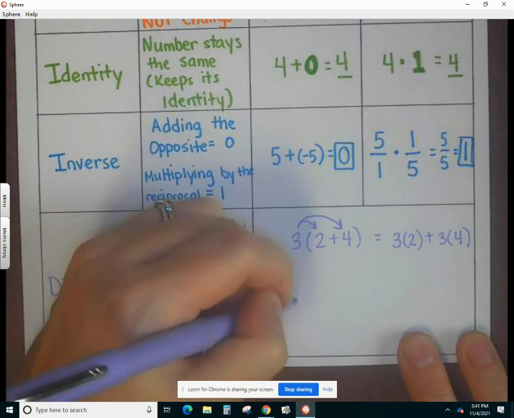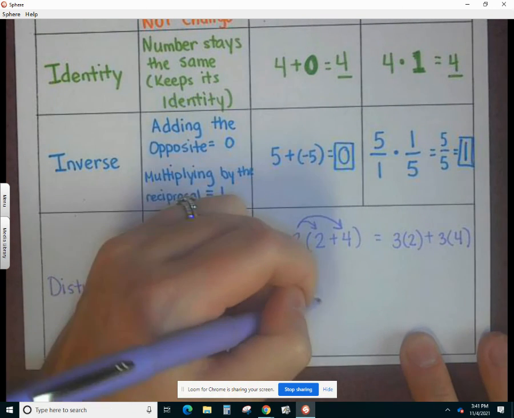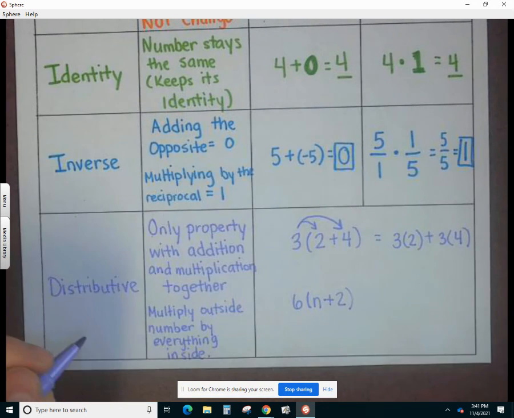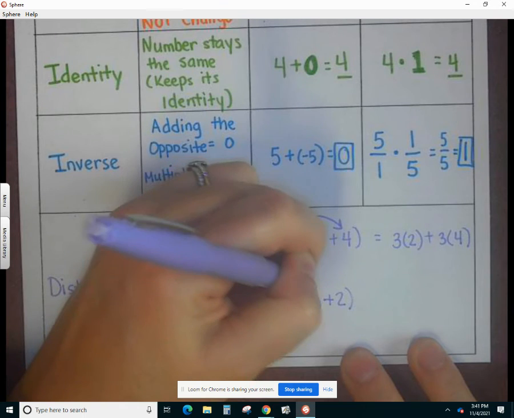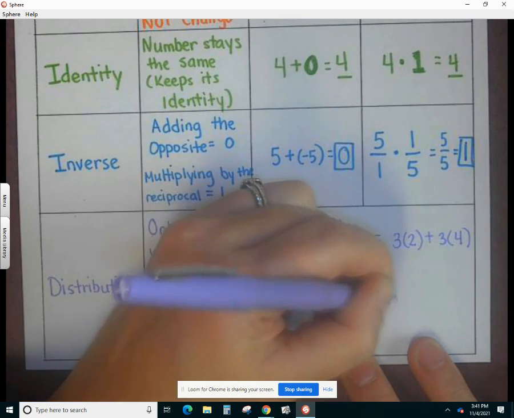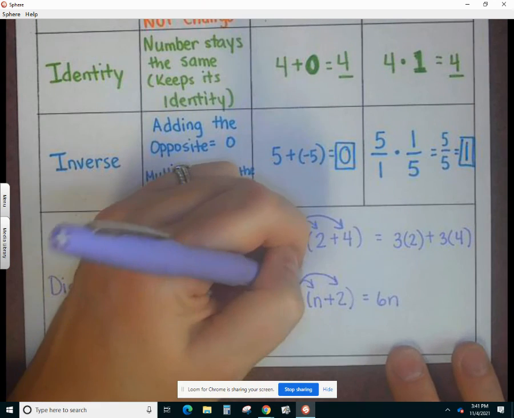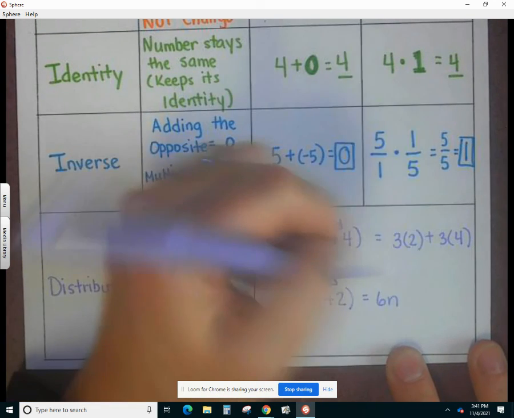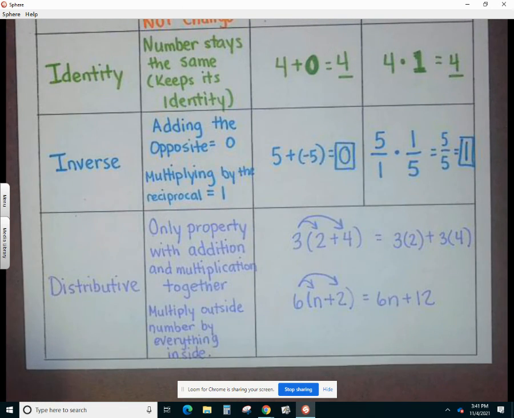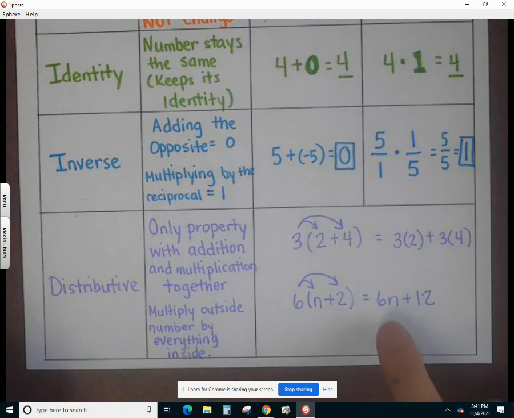The way you're going to be seeing this mostly, though, is with an algebraic example. Hopefully you remember that word from Friday. So in this example, we would do 6 times n, which just gives us 6n. And then we would do 6 times 2, which gives you 12. And then that plus sign stays the same. So you would get 6n plus 12. We can't combine those because one has a variable and one doesn't. And so that would just be your answer.